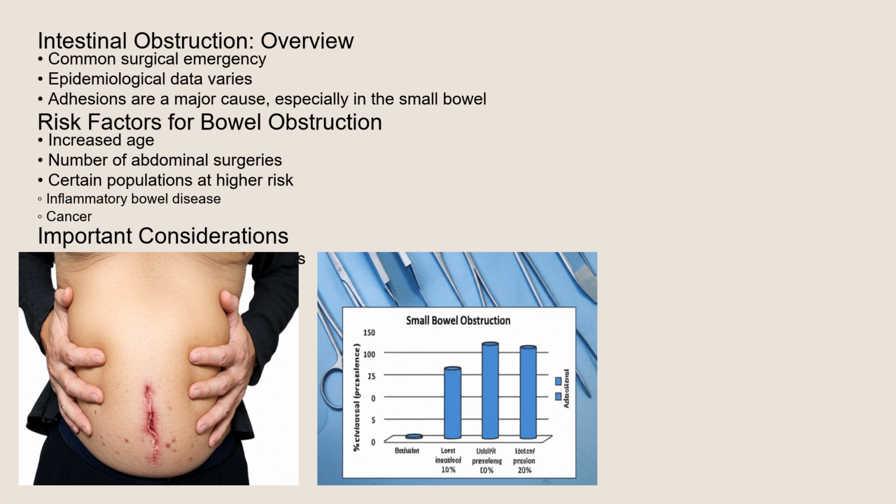While precise epidemiological data varies, intestinal obstruction is a relatively common surgical emergency. Adhesions from previous abdominal surgeries account for a large proportion of small bowel obstructions. The incidence of bowel obstruction increases with age and with the number of abdominal surgeries a person has undergone. Certain populations, such as those with a history of inflammatory bowel disease or cancer, are at higher risk. It is important to consult healthcare resources for specific local data.